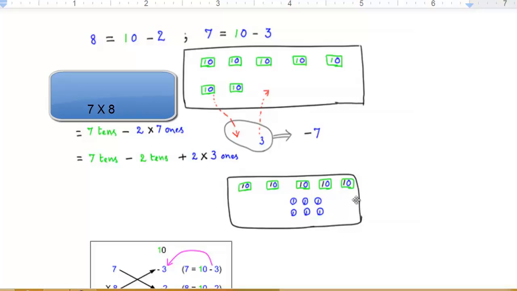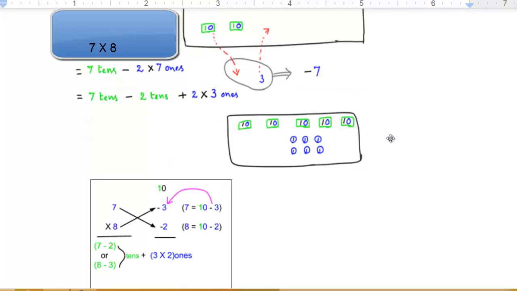And what we are left with in our purse is shown here. These are the 5 10 rupee notes that are left with us after we give away these 2 tens from the original 7 tens. And these are the 2 sets, each of 3 rupees that we got back into the purse. And therefore, we represent that by plus 2 times 3 ones. So thus we see 7 times 8 must be equal to 7 tens minus 2 tens plus 2 times 3 ones, or what is shown here. Of course, you know how to work it out, and I leave it to you.